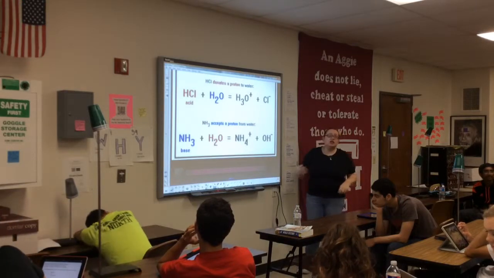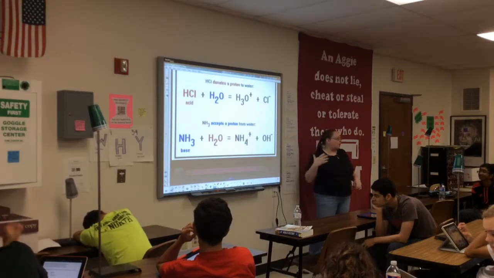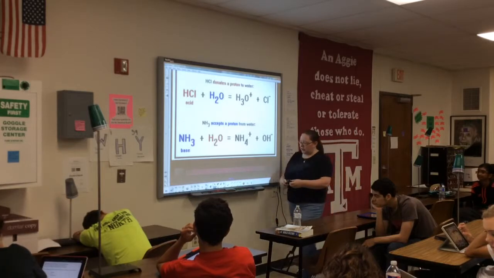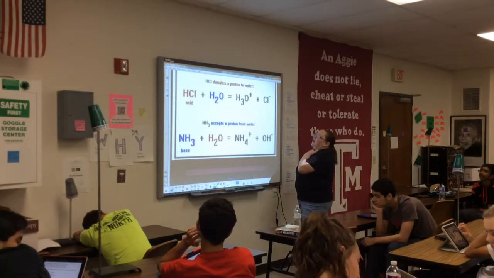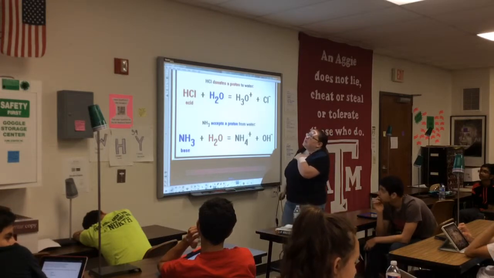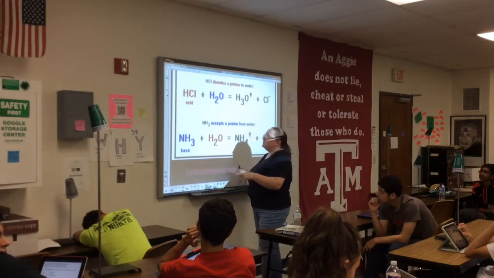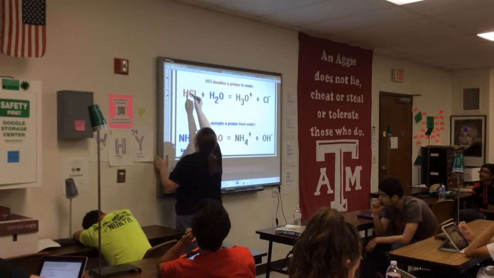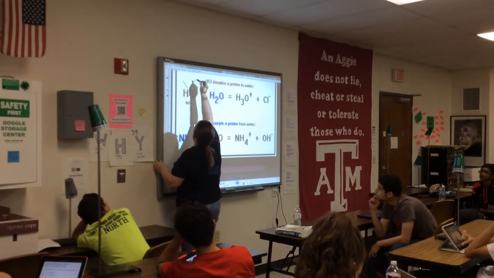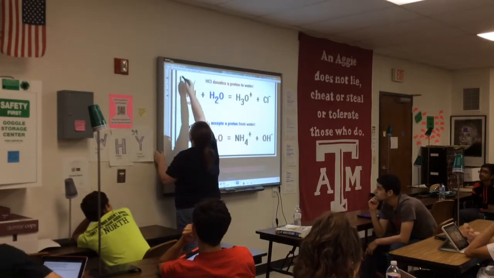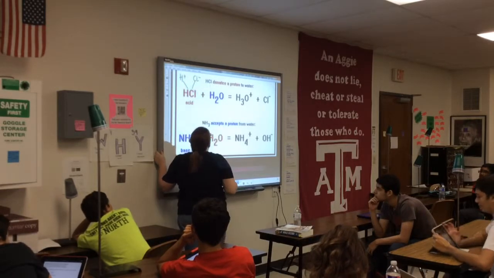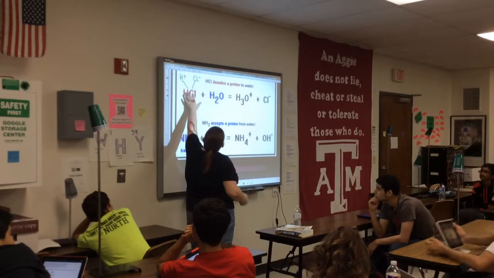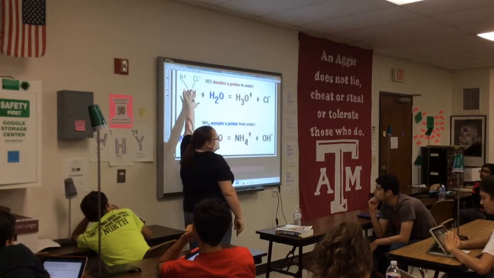So let's take a look at what happens when you put an acid in water and what happens when you put a base in water, from both of these points of view, okay? So in this first case, we have hydrochloric acid. It is an acid because when it breaks apart, you're going to break it apart into H+ and Cl-. Okay? All right?